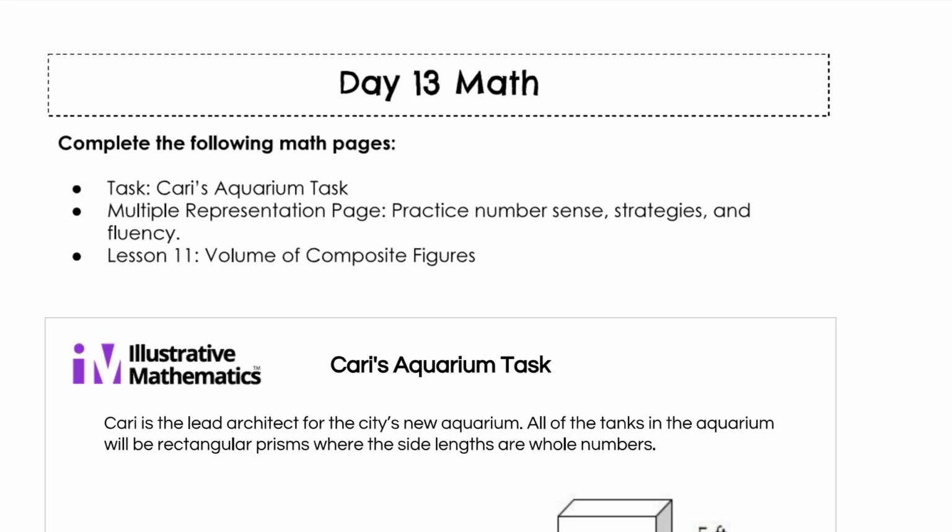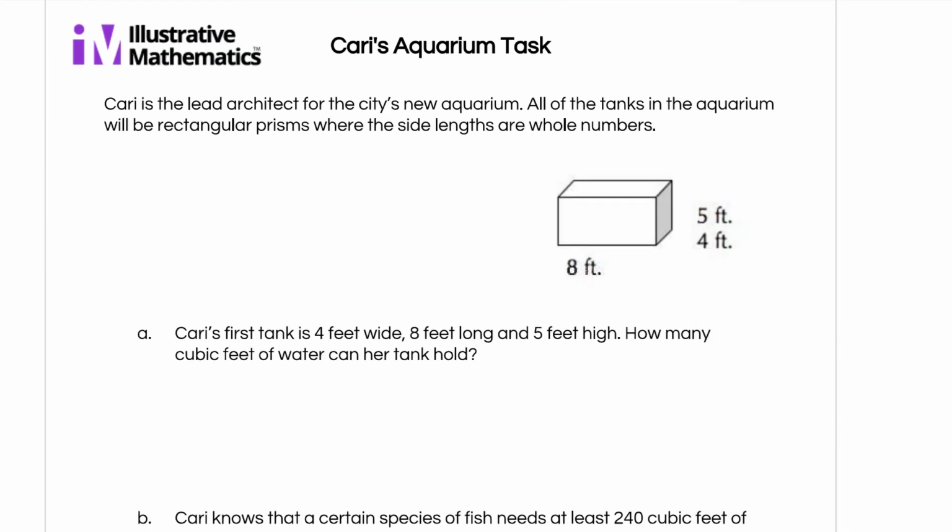So let's look at the task. Okay, let's take a peek at it. Okay, so I'm going to say it's Carrie. Yeah, Carrie is the lead architect for the city's new aquarium. All of the tanks in the aquarium will be rectangular prisms where the side lengths are whole numbers.